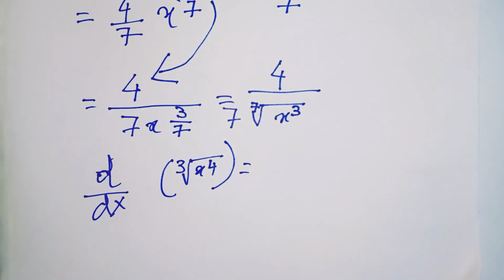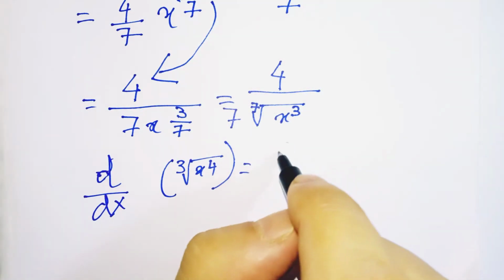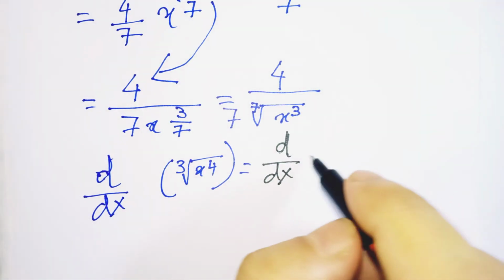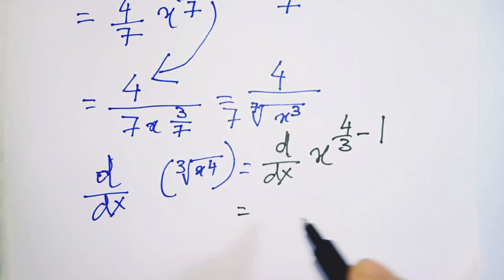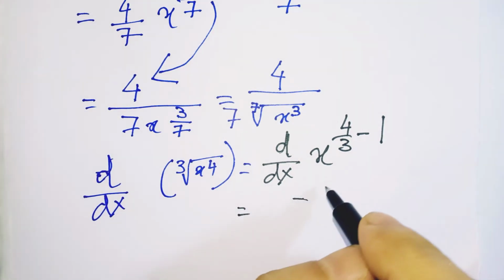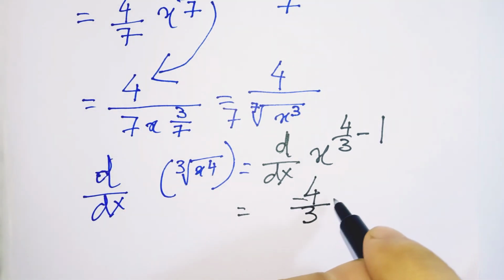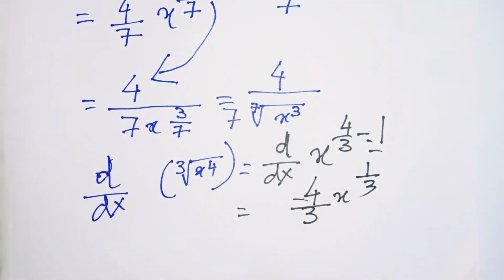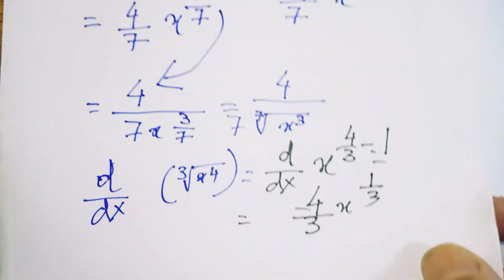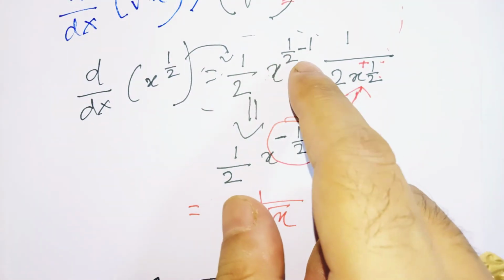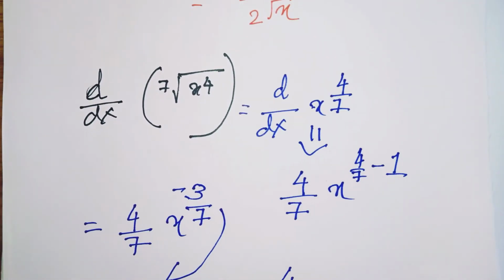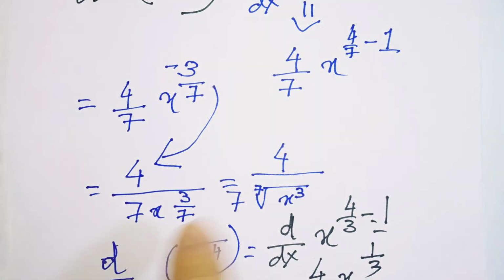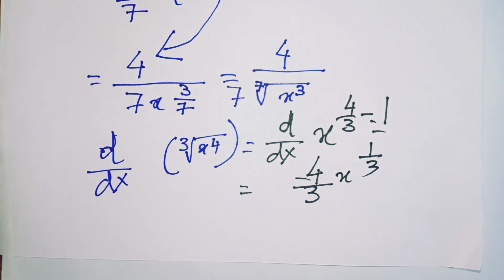Let me use a different color so that you understand. So d by dx, and then we rewrite this as x to the 4 thirds minus 1. This we work out as 4 by 3 x to the 1/3. Now see that because there is no negative sign, we don't have to split things up. Just remember, for these radical functions, whenever the power is right on the top, bring it down to the bottom. Same goes here. If it is negative, minus 3 by 7, we brought it down and solved this. This one doesn't have any negative sign, so this makes things clear.